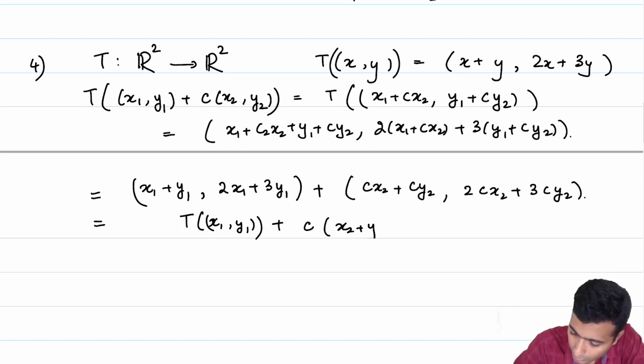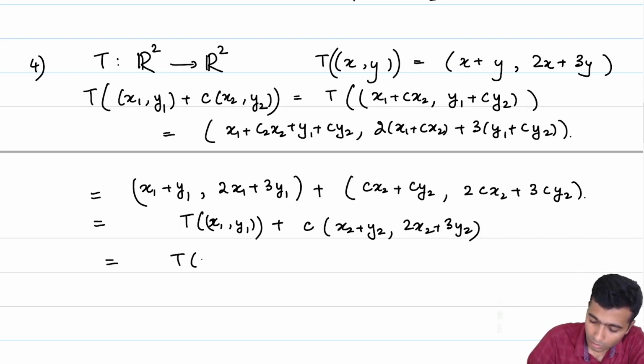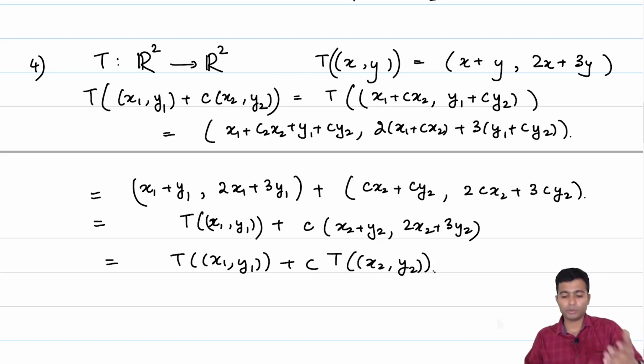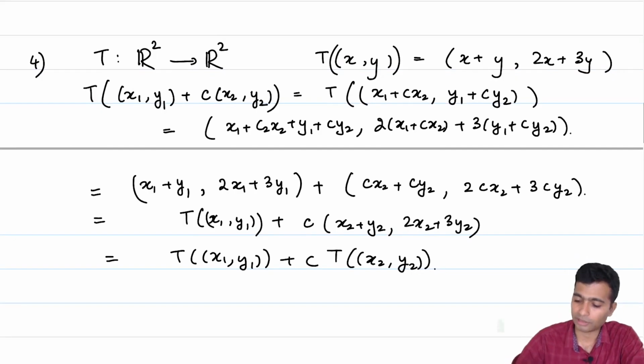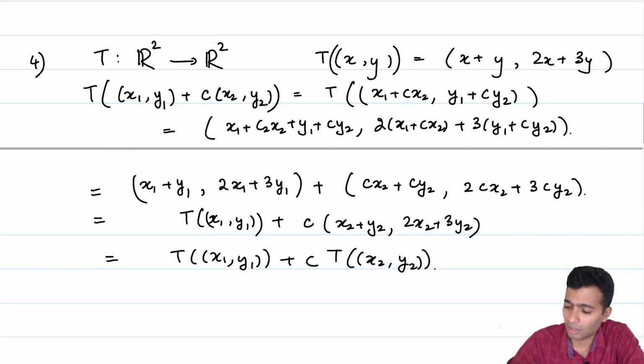This is x2 plus y2, 2x2 plus 3y2, which in particular is equal to plus c times T of x2, y2. So, I will slowly stop doing all these checks for every case, and slowly start giving them as exercises to you. This in particular proves that this particular map is a linear transformation.